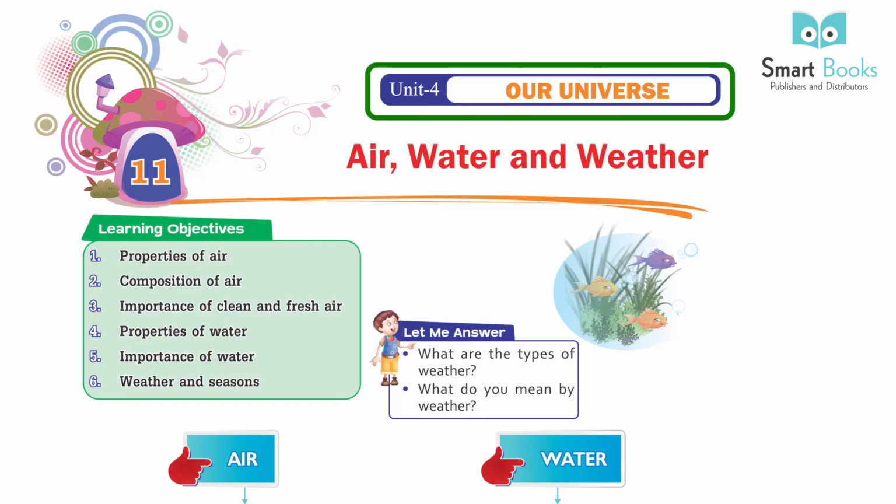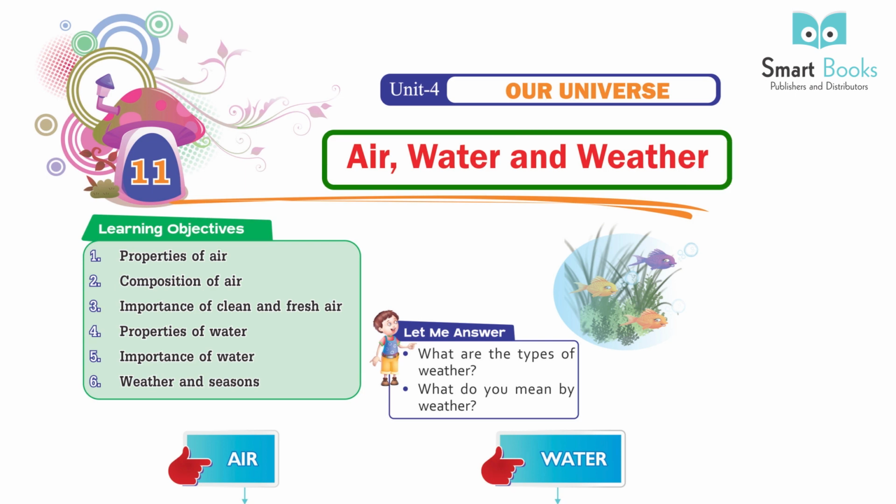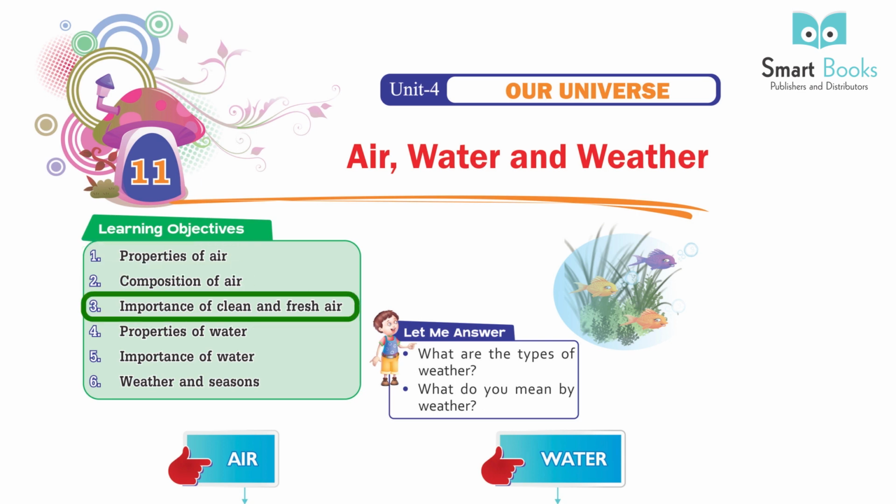Unit 4, Our Universe, Chapter 11, Air, Water and Weather. Learning Objectives: 1. Properties of air. 2. Composition of air. 3. Importance of clean and fresh air. 4. Properties of water. 5. Importance of water. 6. Weather and seasons.